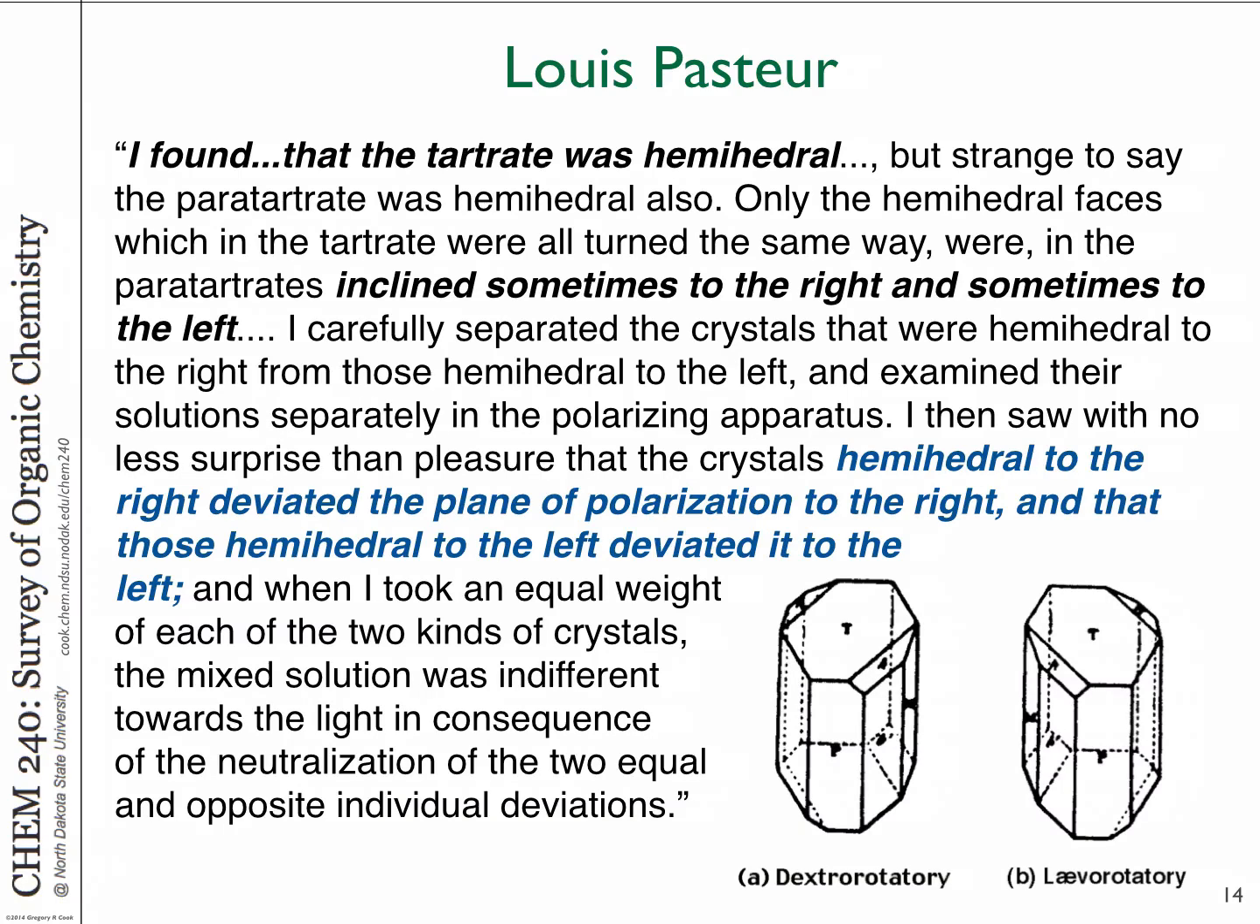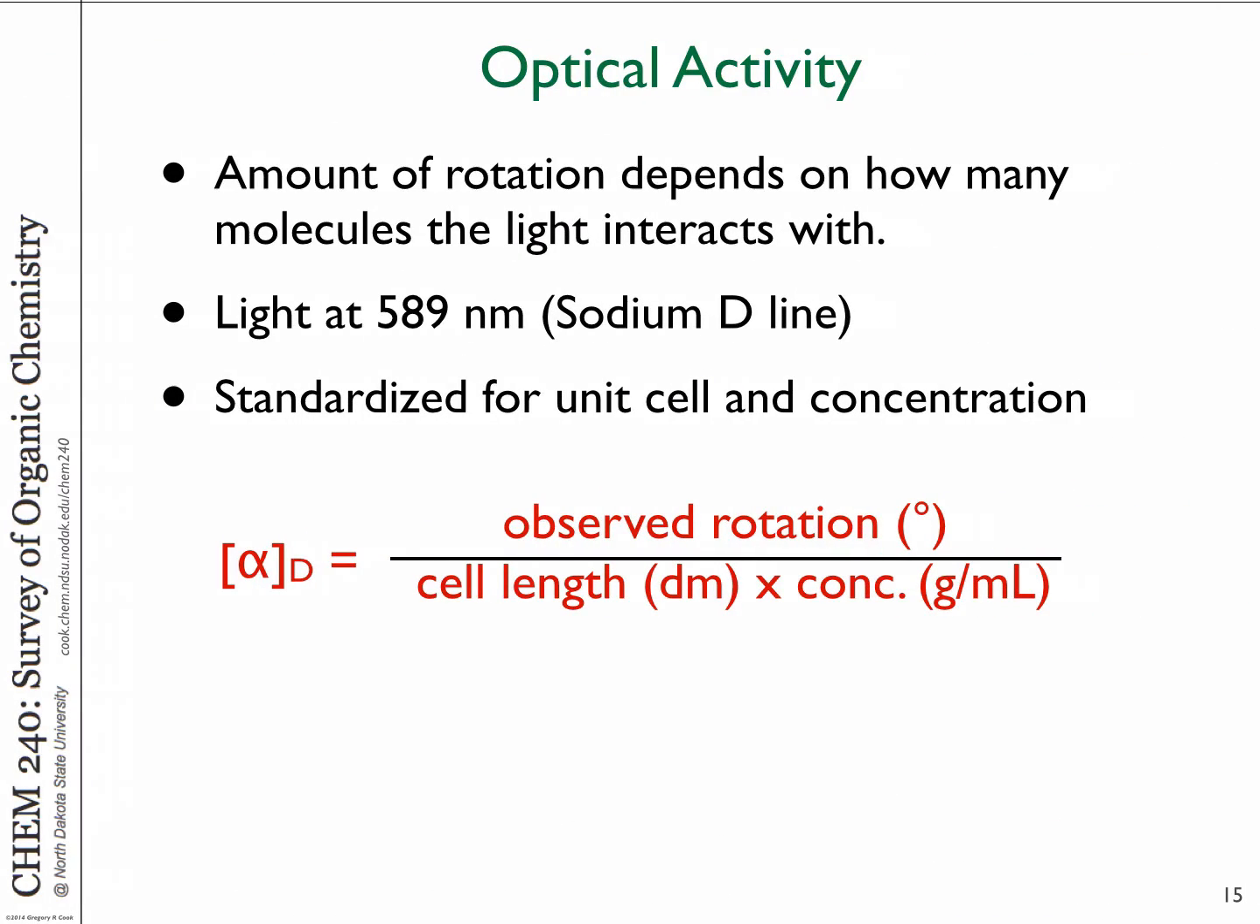And here's where our D and L come from. Dextrorotatory refers to rotating that light to the right, and levorotatory refers to rotating that light to the left, from the viewer of observing the light, I presume. Okay, interesting, huh? It's kind of a fun story. So Louis Pasteur did a lot of things, not just in the biomedical field.